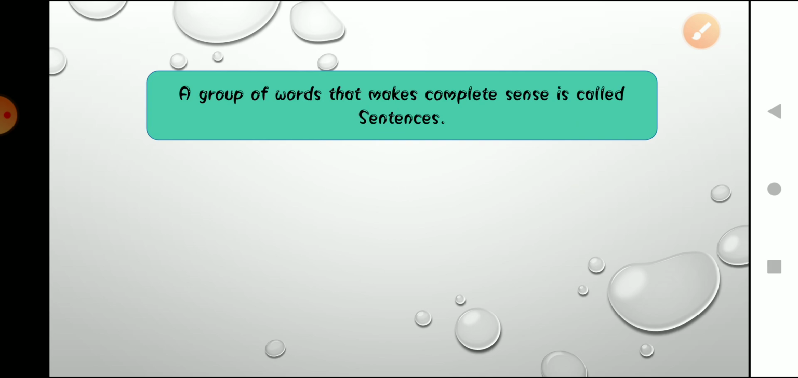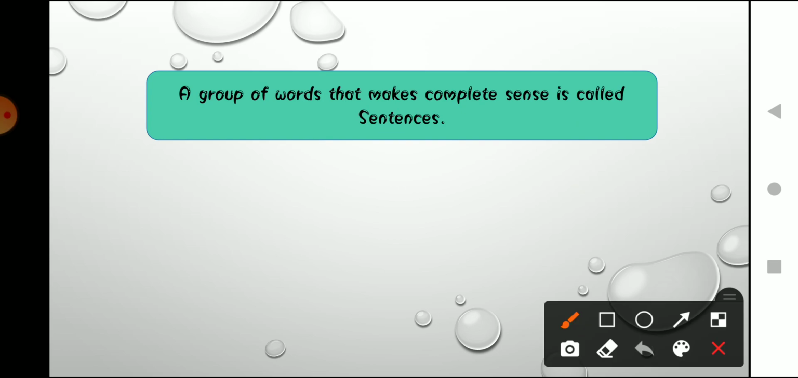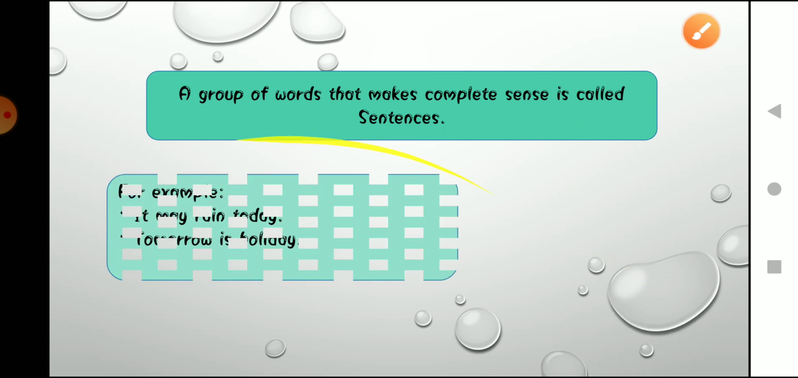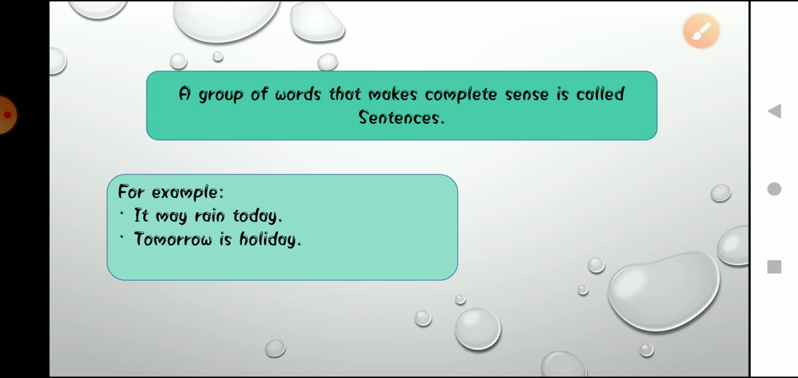As I have already explained the difference between a group of words and a group of words that make sense, we can say that a group of words that make complete sense is known as a sentence. We can call them sentences. Now, for example, if I say it may rain today, this is a sentence. Tomorrow is holiday. This is also a sentence, right?